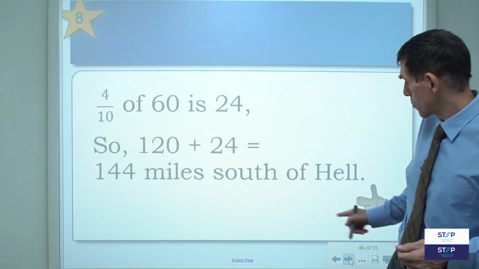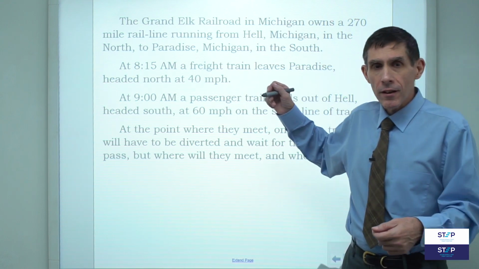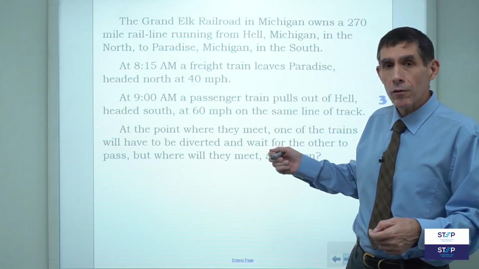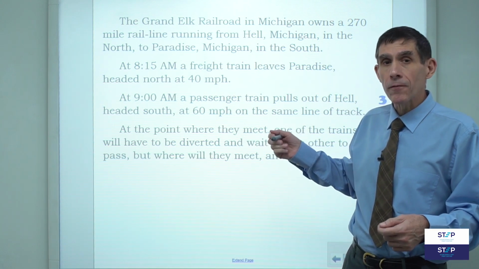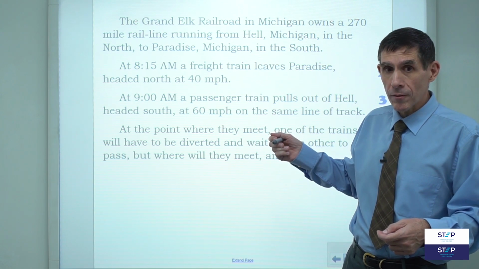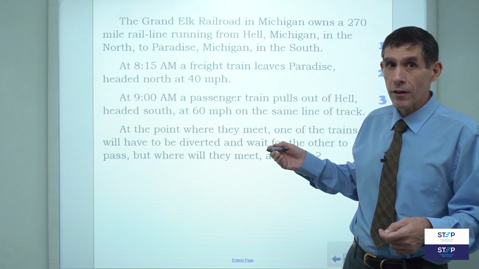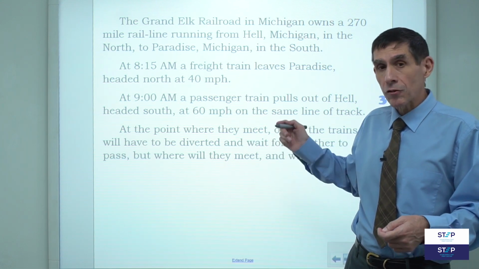Okay, so to go back to the problem, there you go. What's the answer? They took 2.4 hours to meet. They met at 11:24 a.m. And it was 144 miles south of Hell. That's where they met. That's where they have to divert the 2 trains. So there's the 2 answers.